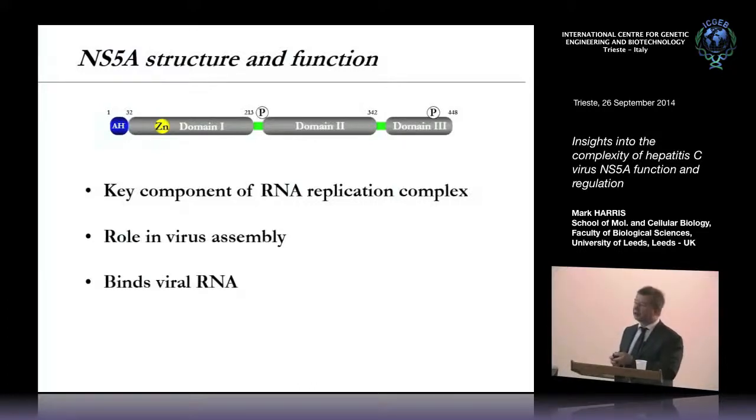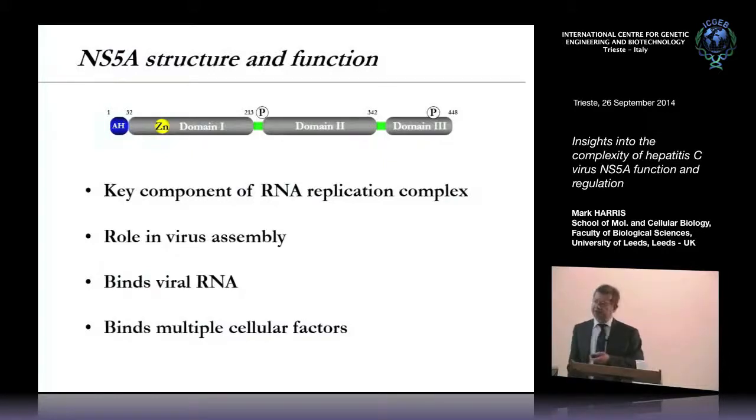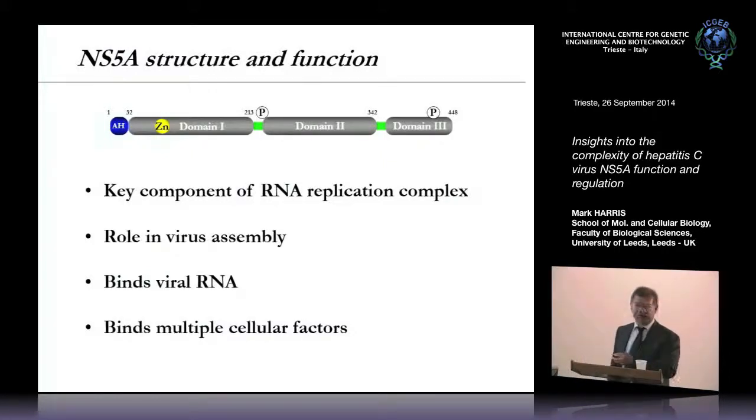We know it binds virus RNA. We and others have shown that each of these domains individually can bind to the virus RNA. And we know that it binds multiple cellular factors, and the list is growing. I think it's up to about 130 now. So we really have to try and understand which of those cellular factors are important for the function of NS5A.